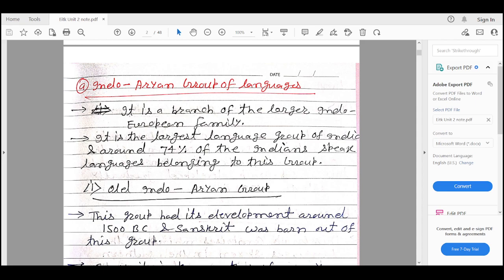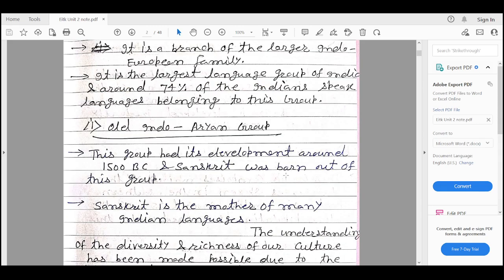The Old Indo-Aryan group developed around 1500 BC, and Sanskrit was born out of this group. Sanskrit is one of the languages mentioned in the 8th Schedule of the Indian Constitution, and currently its script is Devanagari, but it covered many scripts. We will discuss later. Sanskrit is the mother of many Indian languages. We'll discuss why Sanskrit is the mother of many Indian languages. Same, we will discuss that Brahmi is the mother of most Indian scripts. And also Sanskrit crosses the barrier. The Old Indo-Aryan group is the Sanskrit.